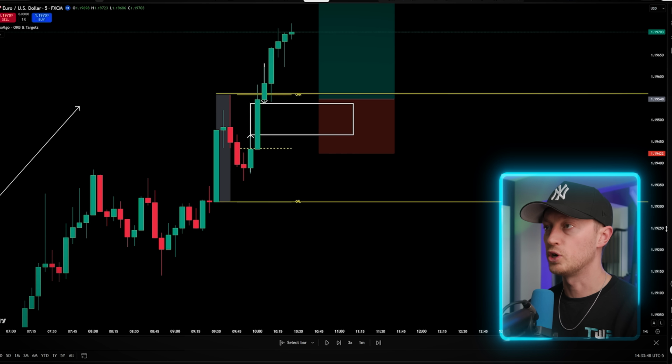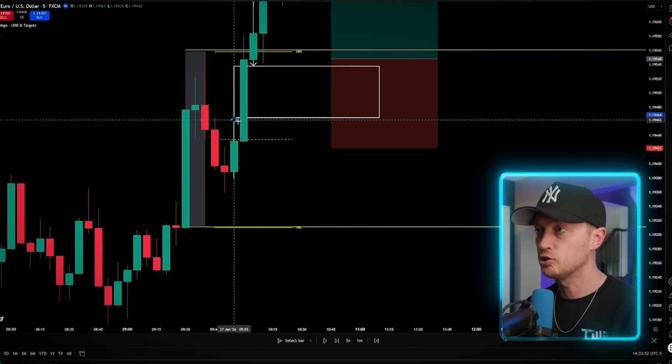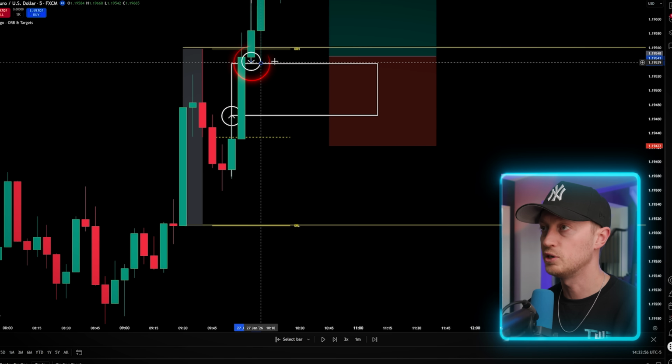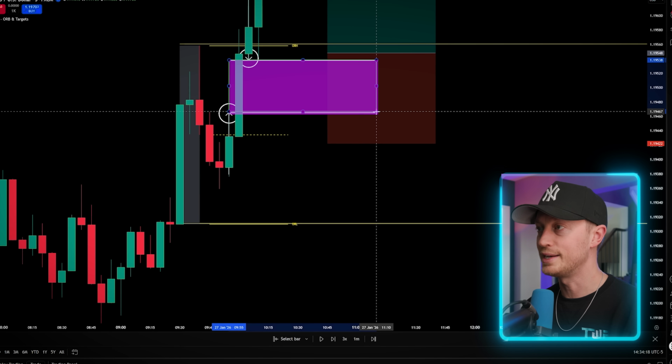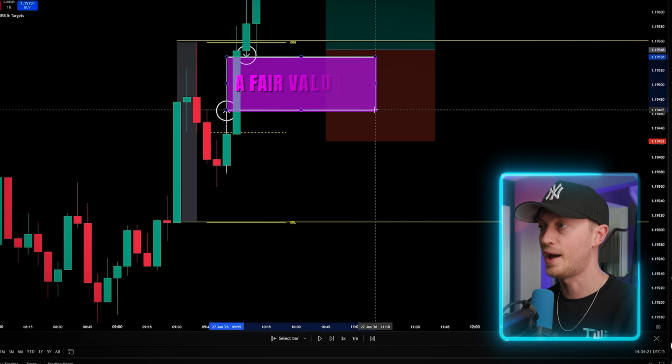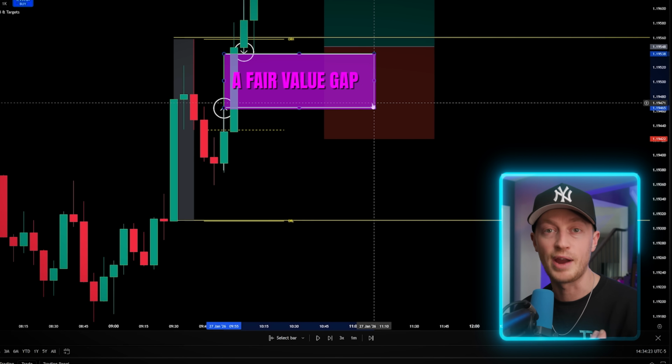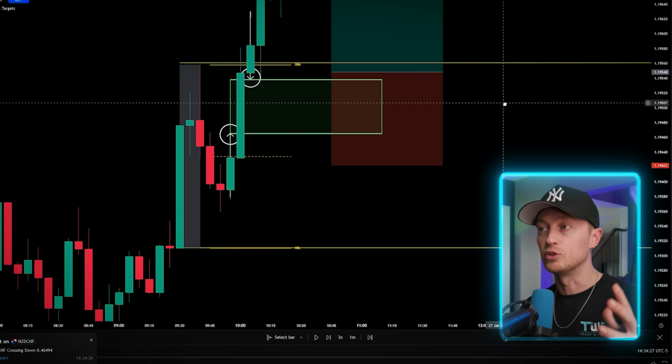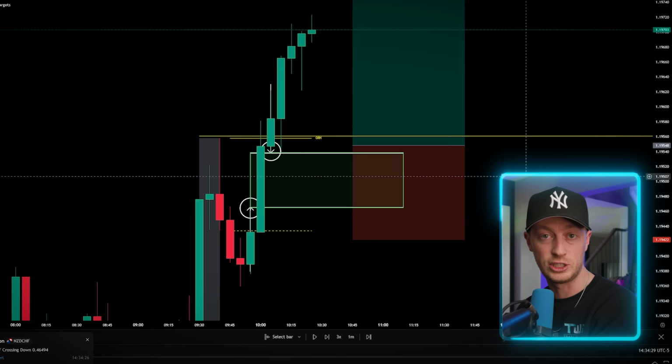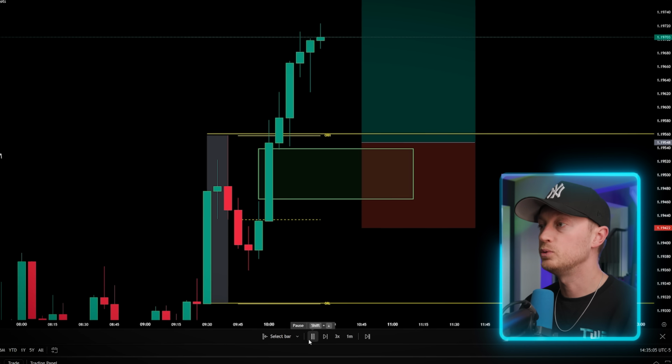Let me zoom in to show you a little bit further. This candle closes here. This candle closes here. So everything in this box right here is considered a fair value gap. It's unmitigated price. And we get that when we have an aggressive move creating displacement. So now it's possible for us to enter a trade.